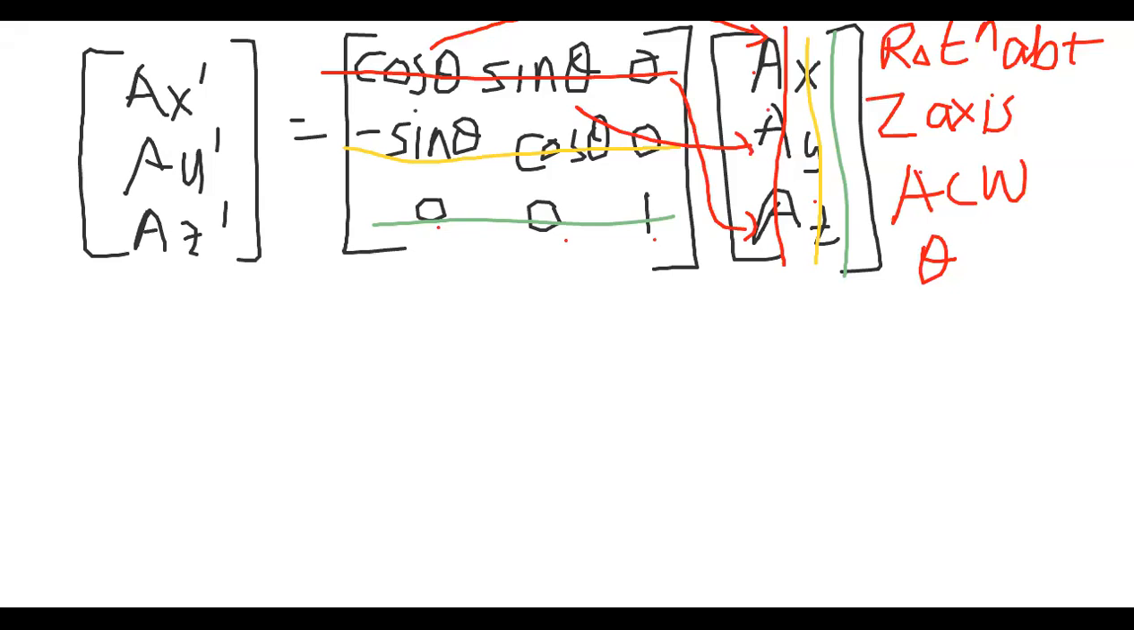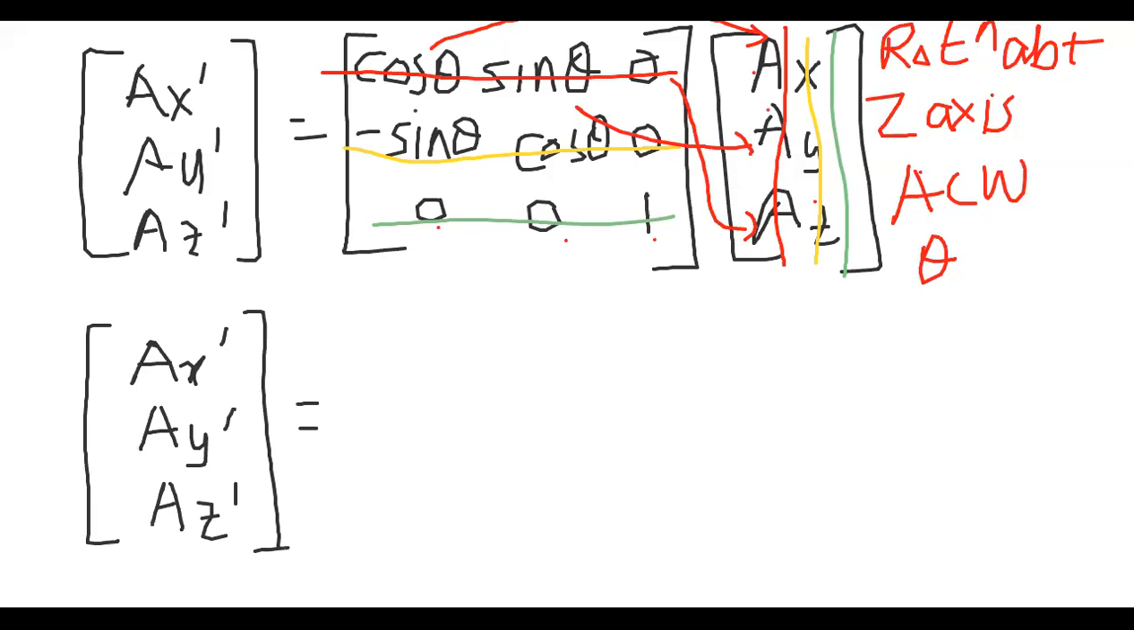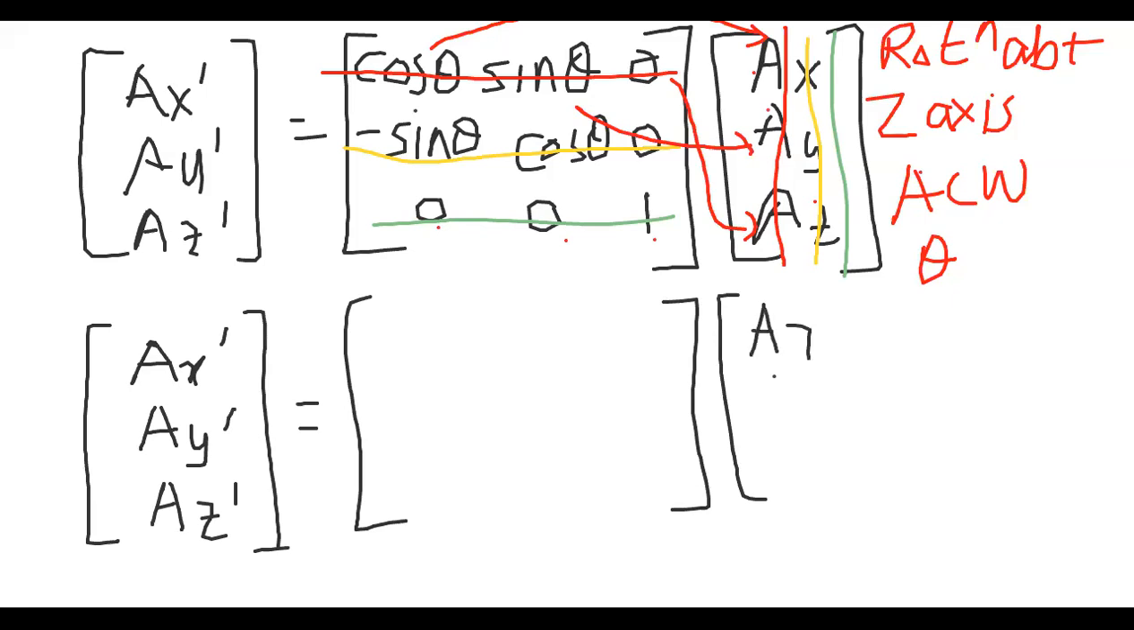Okay. Chalo, one more exercise, just one more, phir aage badhte hain. ax dash, ay dash, az dash is equal to matrix into ax, ay, az.